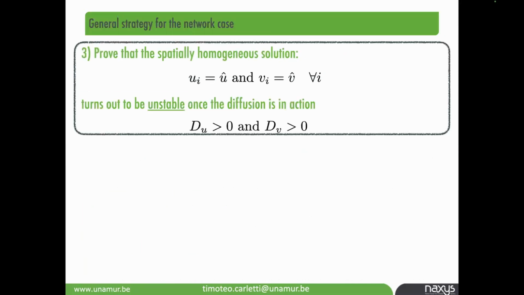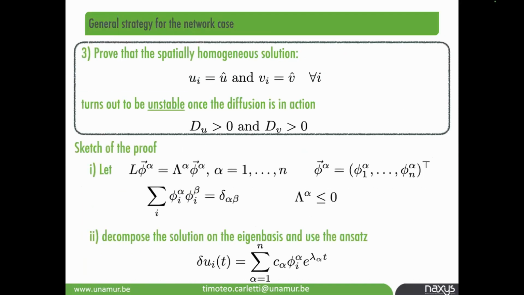So instead of studying the stability of a very huge system, what one can do is the following: observe that the matrix is symmetric, so you admit an eigenbasis of eigenvectors that are orthonormal, and moreover the spectrum, with the convention that I use, is non-positive. This is 0, this is the largest one, and the others are negative.